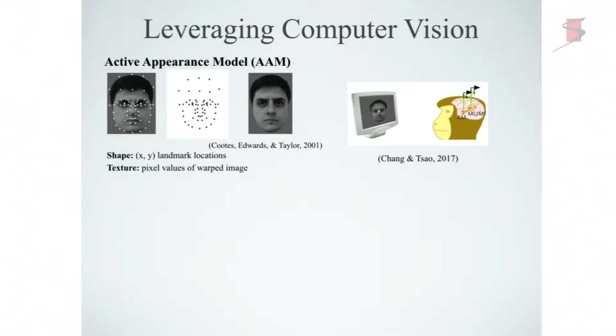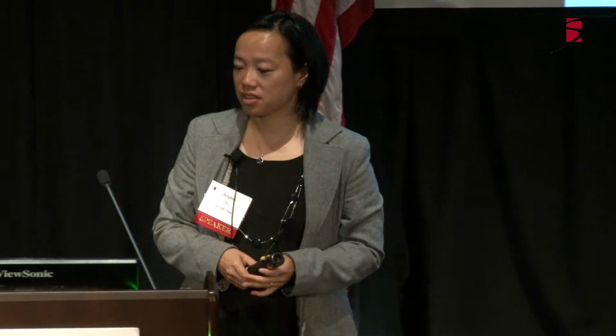So here's how the model works. There are shape features, which are just the XY landmark locations. So if there are 50 landmarks, then there are 2 times 50, 100 features. Across different faces in a data set, you can average the landmark locations, the XY coordinates. Then you can warp each face to have the identical landmark locations, which are the mean face landmark locations. And then the warped face's pixel values become the texture features of the face.